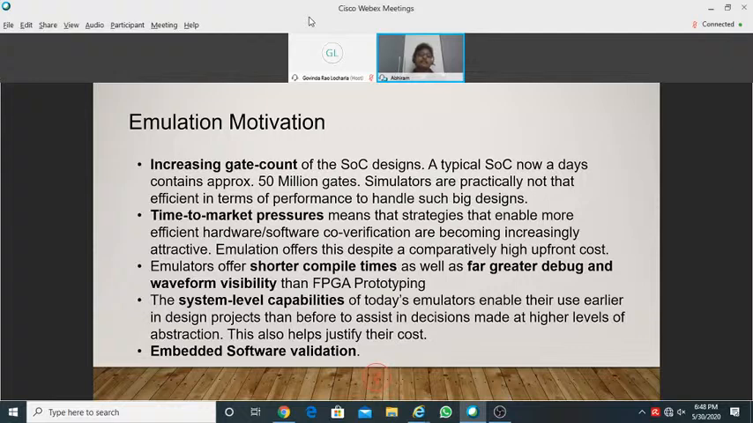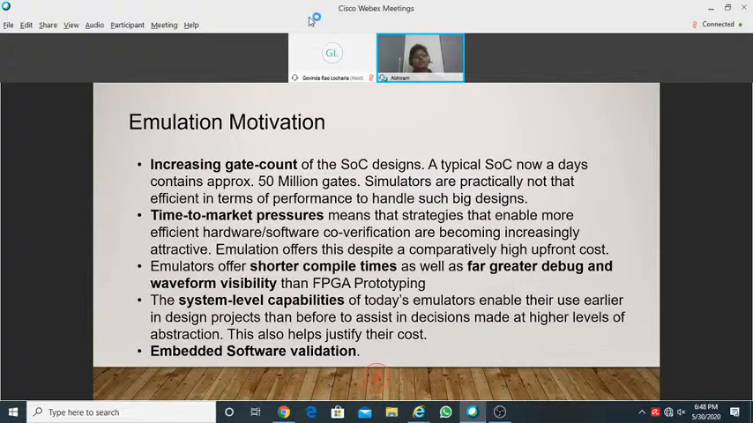And last is software validation. Even before your silicon comes, you can verify your software to see that your hardware and software are in sync and you're getting the proper output.